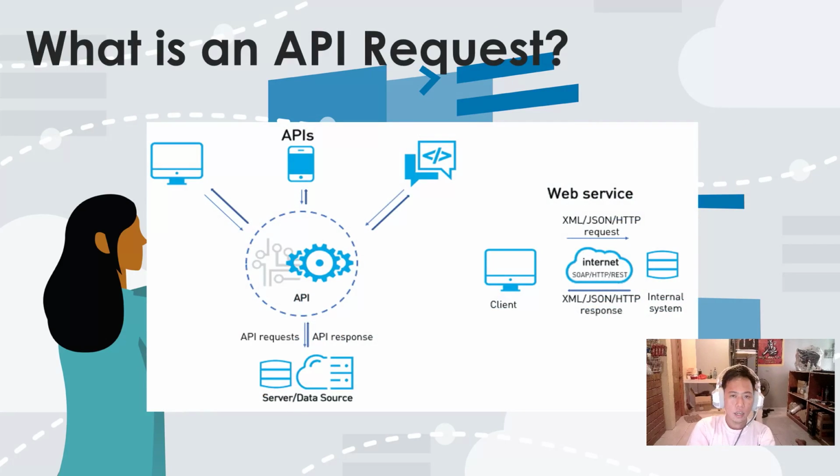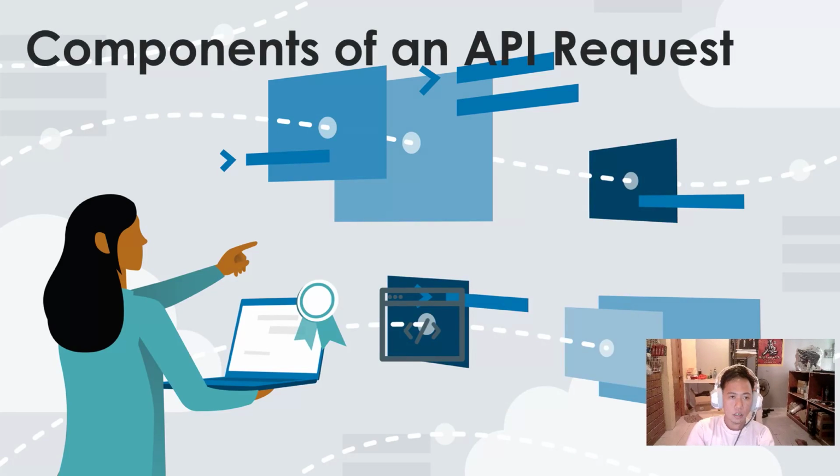So, what is an API request? An API works by requesting information from a server and then receiving a response. Whenever we make a call to a server using an API, this counts as an API request. Some of the operations considered to be API requests include logins, queries, and saves, among others. There are four components of an API request.